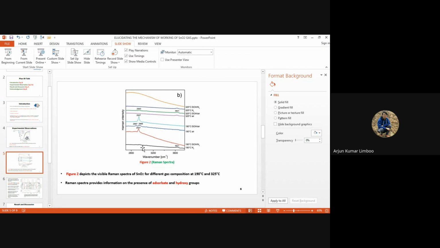Moving to the higher temperature at 325 degrees Celsius, here are the Raman features, but they are weak. This is due to the higher temperature, and the surface processes in the SnO2 gas sensor are fast. In air, you can see the presence of the hydroxy group at 3631 centimeter inverse, and upon switching to ethanol and air, we can also see the acetate group present. So this Raman spectra provides information on the presence of adsorbate and hydroxy group. Next slide.